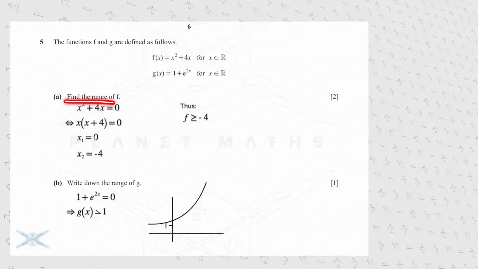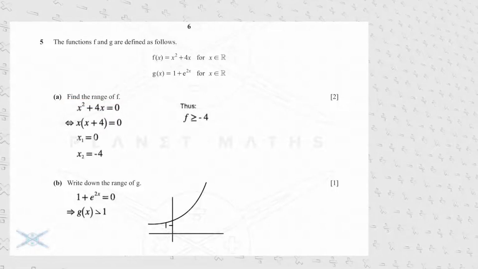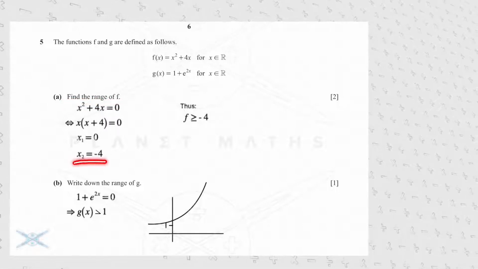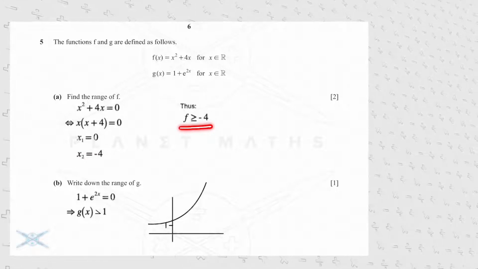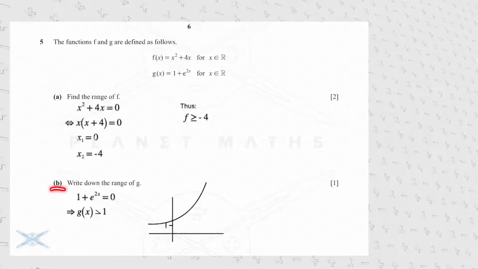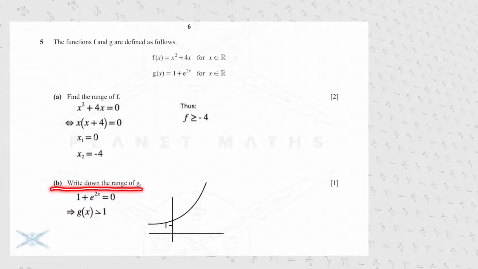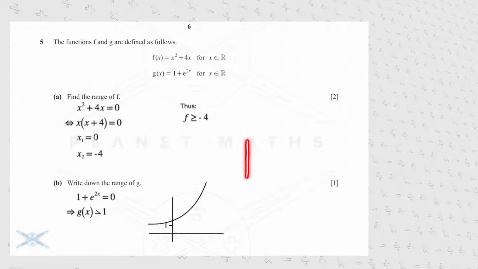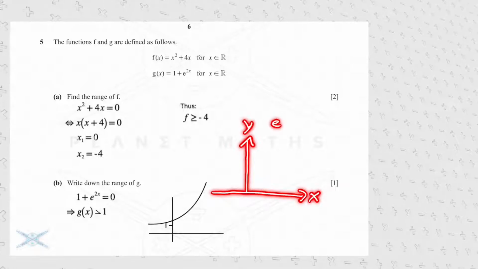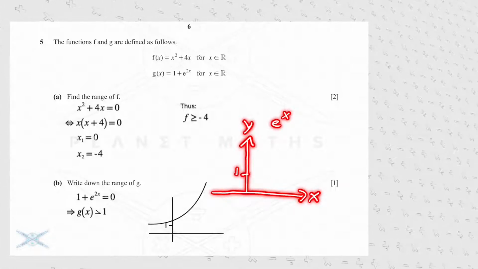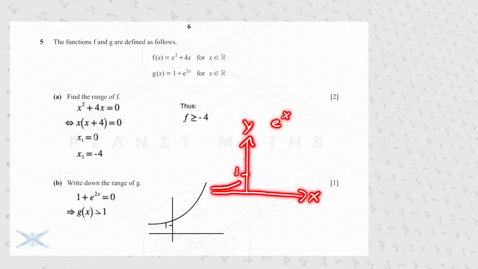Since the range needs to contain the smallest root value as well, which here is -4, the range of f must be equal or larger than -4. In part B of exercise 5, the same should be done for g, and remembering the properties of a regular e function, we should know that its y-intercept is 1 and the x-axis serves as its asymptote.